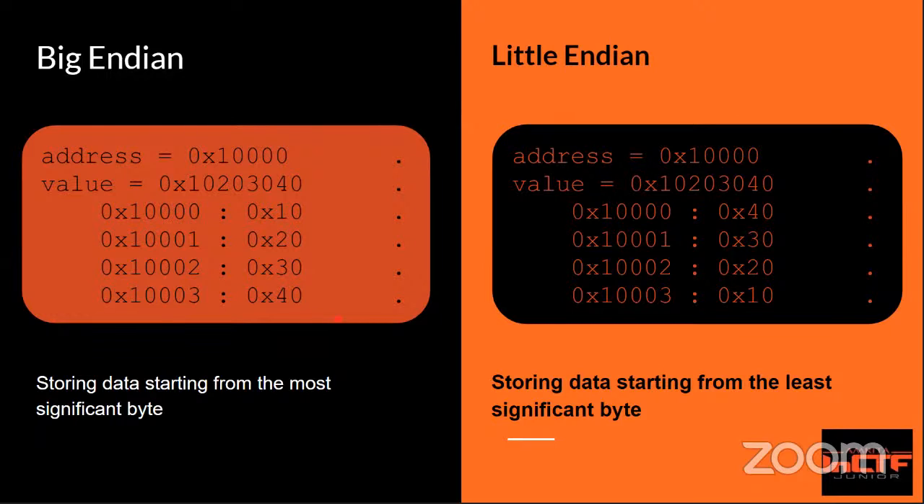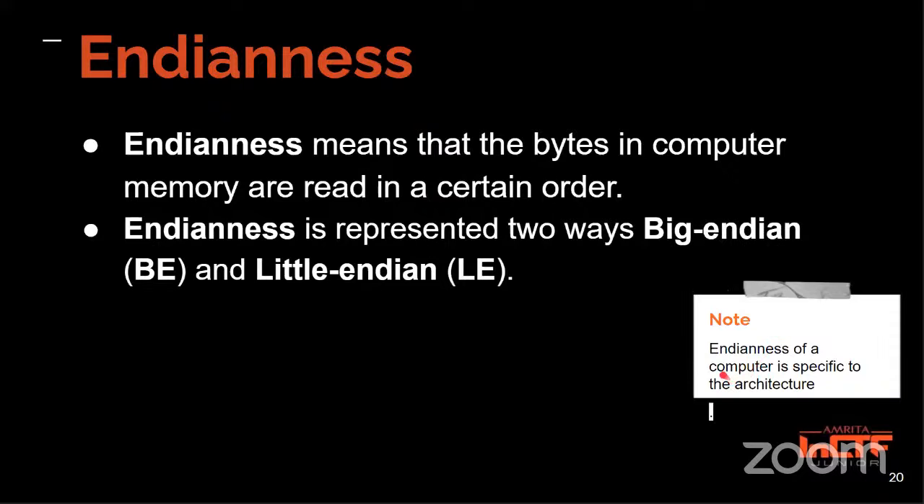In case of little endian, it's just completely the opposite. Storing of data starts from the least significant byte. We have the same address, the same value, but at 0x1000 we have 0x40, then at 0x1001 we have 0x30, at 0x1002 we have 0x20, and at 0x1003 we have 0x10. So this is the difference between big endian and little endian. It is just an order in which bytes are read in a computer. And one important factor is that endianness of a computer is specific to the particular architecture.